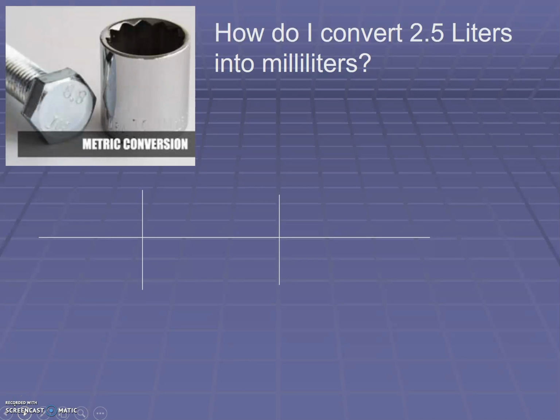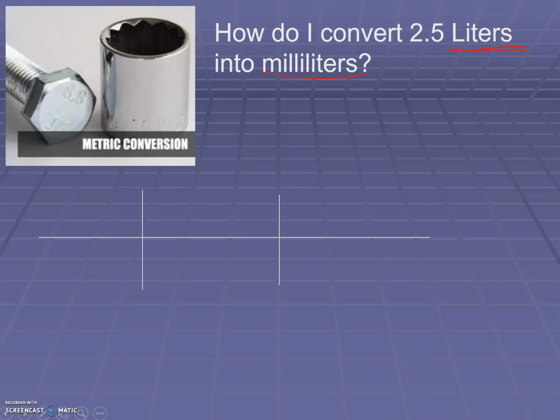Oftentimes you're going to want to convert between one unit and another, and you're going to use something called a conversion factor. So for instance, if you had metric units and you wanted to convert those into non-metric units, you would use that. In chemistry, we do a lot of converting from one unit to another, like liters to milliliters, or vice versa. So how do you go about doing something like this?